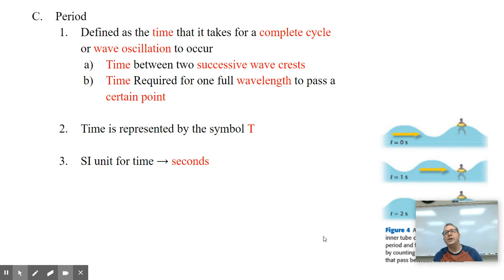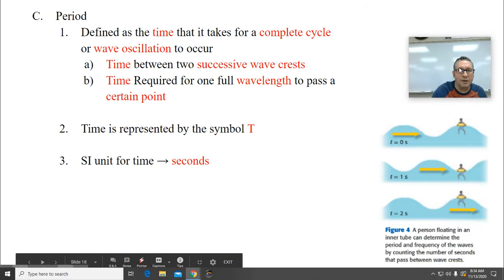It's key to always have a reference point when we're trying to measure the period, how long it takes for the full wave cycle to pass. It is represented by the symbol capital T, and it uses the unit of seconds.